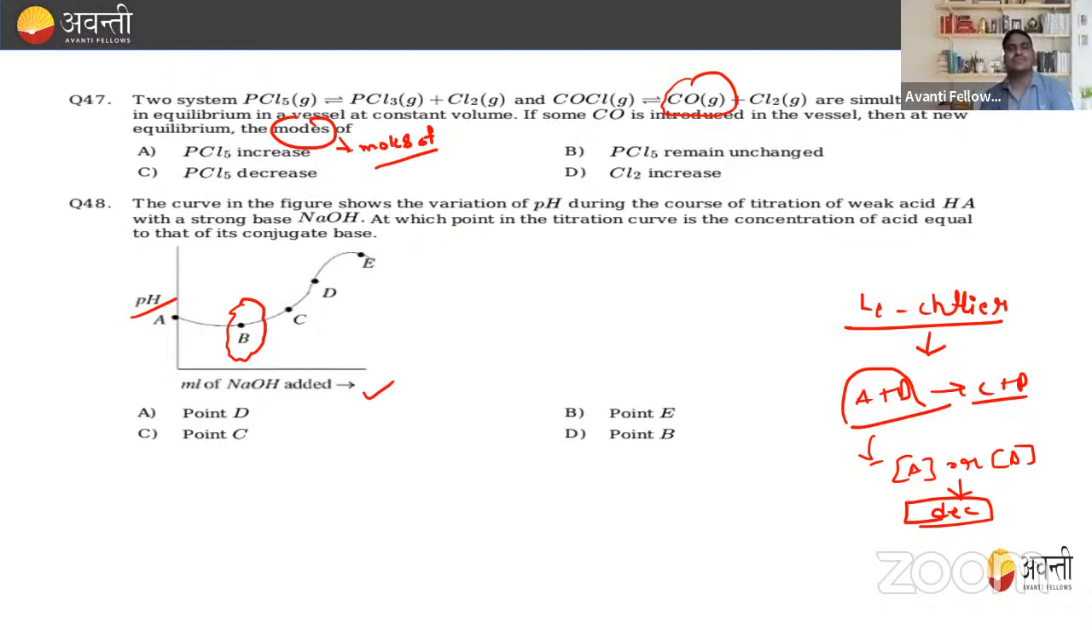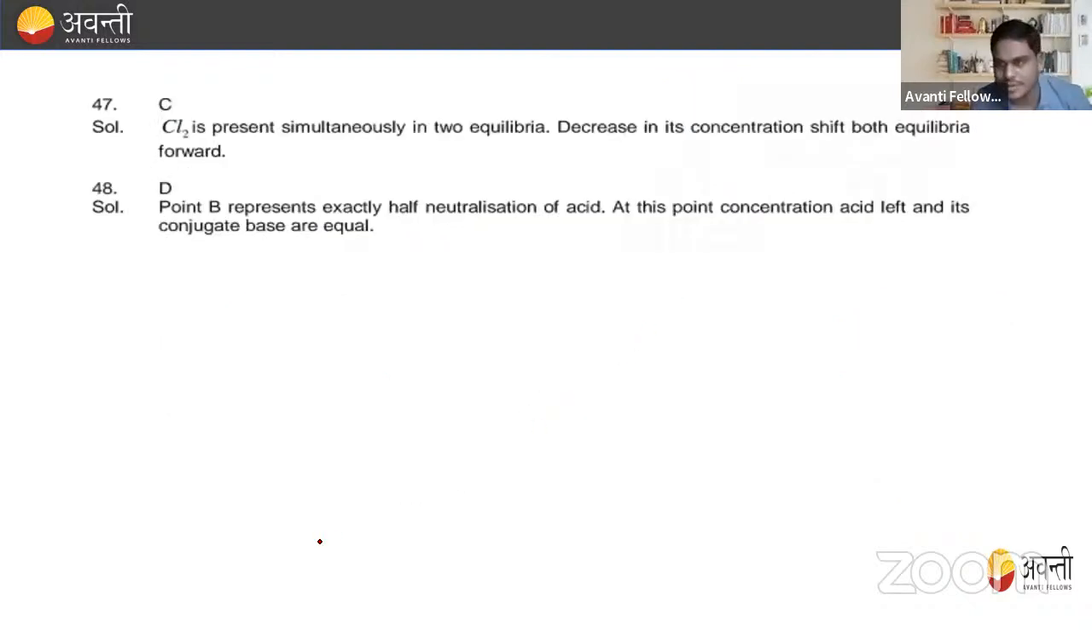So I hope it is clear to everyone, right? The question asked, at which point in the titration curve is the concentration of the acid equal to that of its conjugate base. So this is the correct one, that is point B. Because here point B represents exactly half neutralization of the acid, right? Exactly half neutralization of the acid. At this point, the acid left and its conjugate base are equal. So this is the correct one, that is option D. Okay. So option D is absolutely correct.